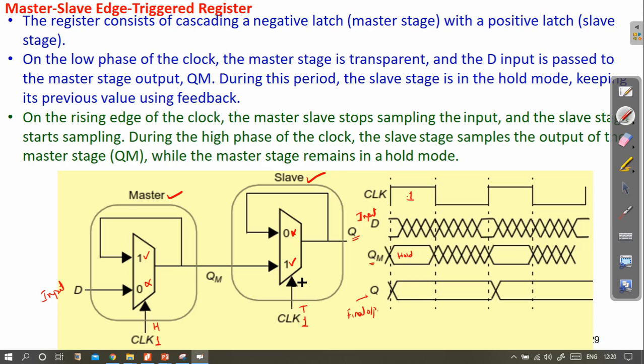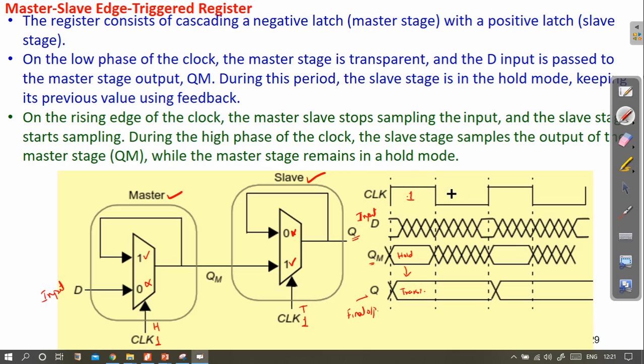And this slave is in transparent mode. So whatever is the value of QM will get transferred to Q here directly, because this connection is established right now. So the value of QM is getting directly transferred to Q, and this occurs when the slave is in transparent mode, under the condition when clock is high.